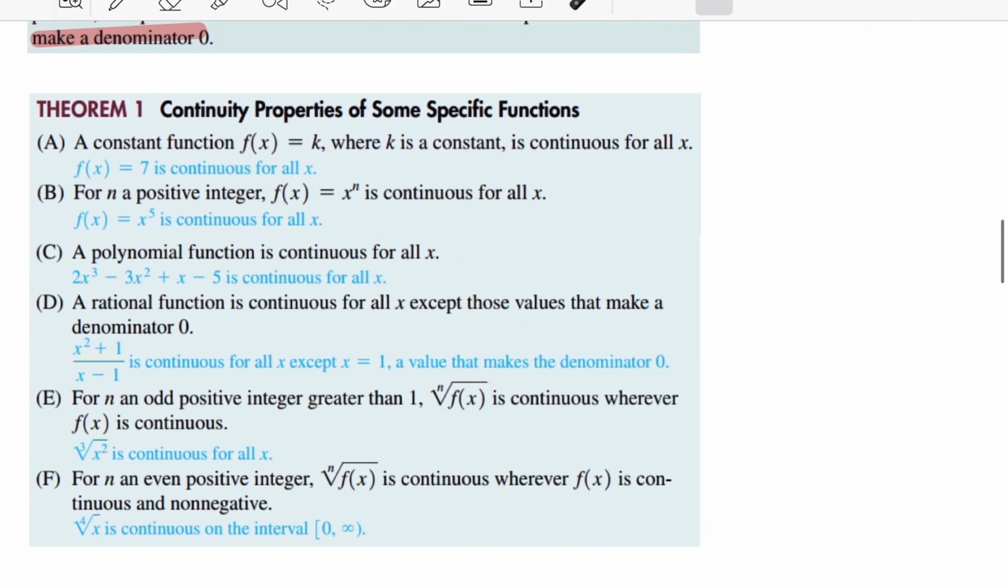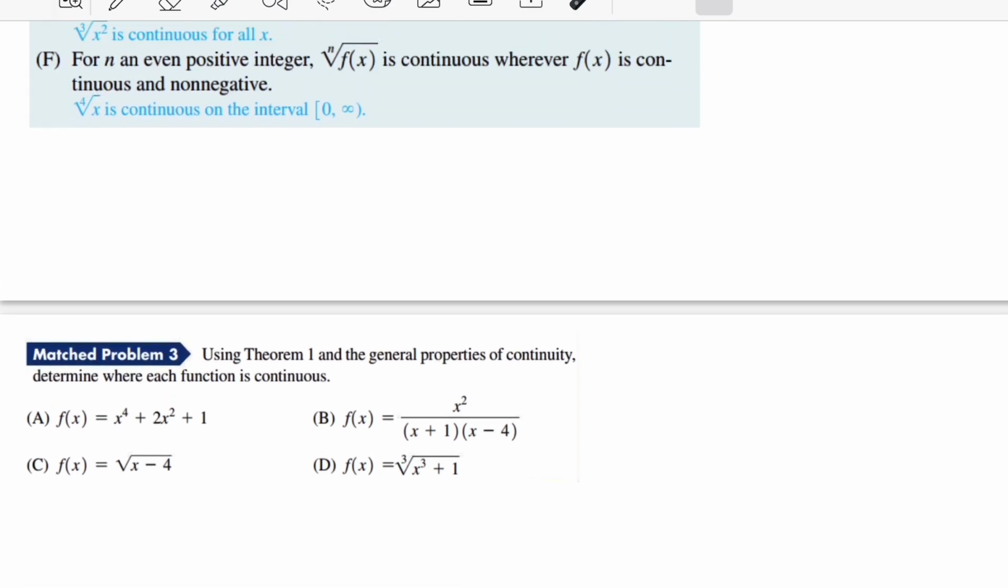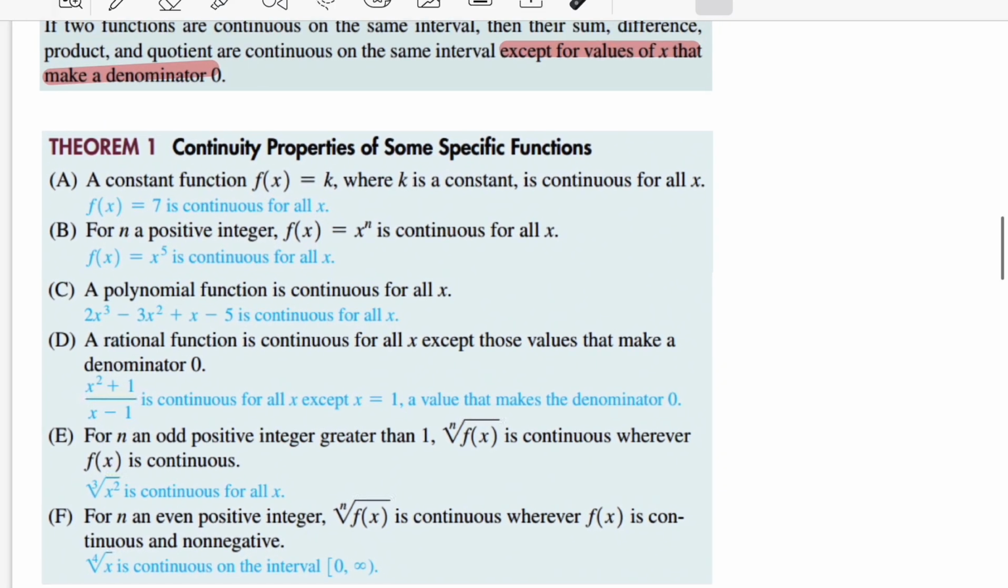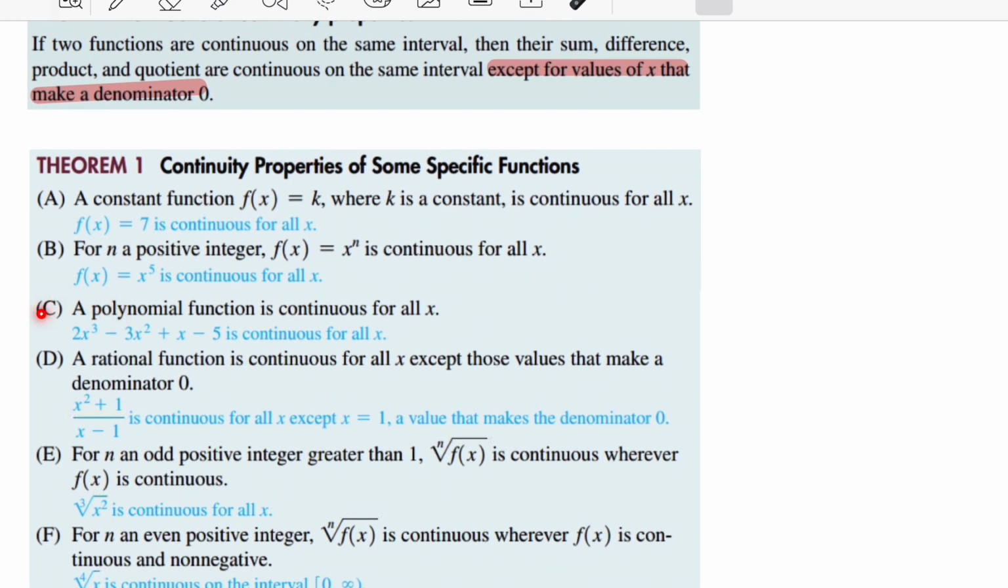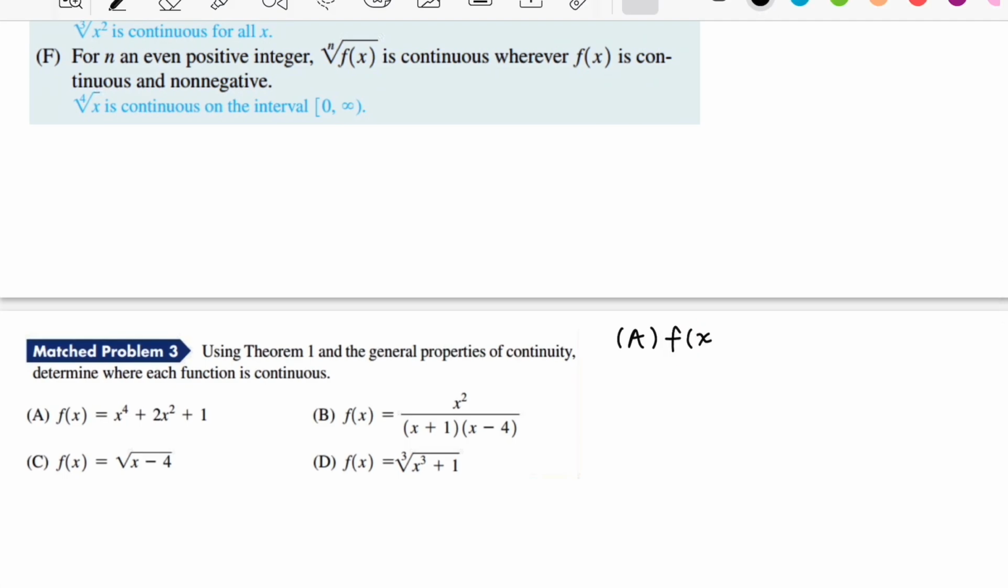So we'll illustrate this with an example. Here we're told to use theorem 1 and the general properties of continuity to determine where each function is continuous. So for part A, for example, we have this polynomial function here. And looking at theorem 1, part C of this theorem tells us that a polynomial function is continuous for all values of x. So this tells us that our polynomial is continuous everywhere.